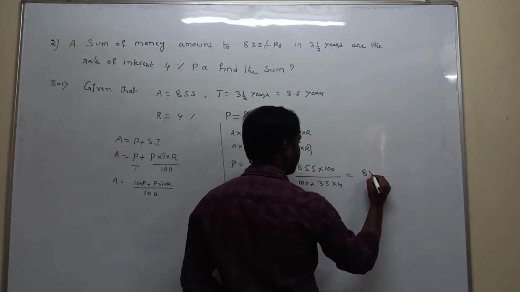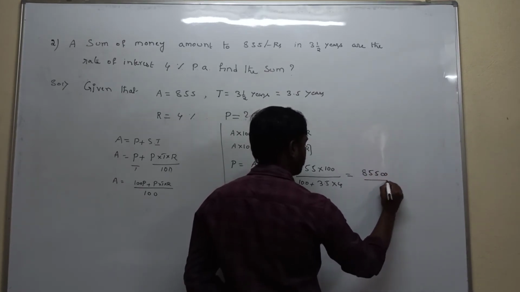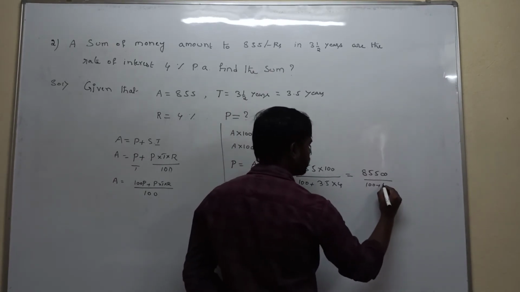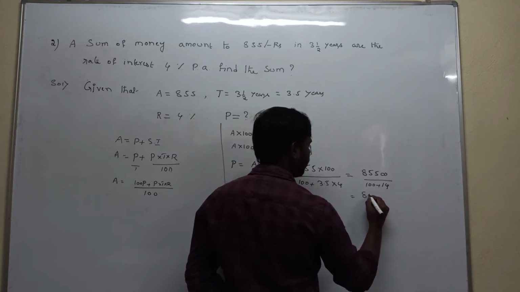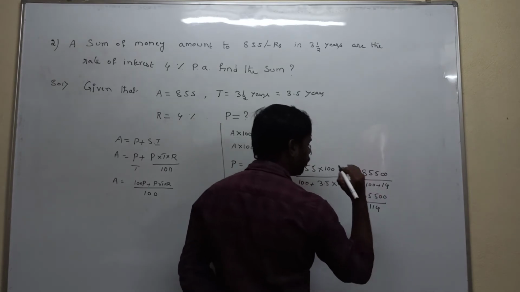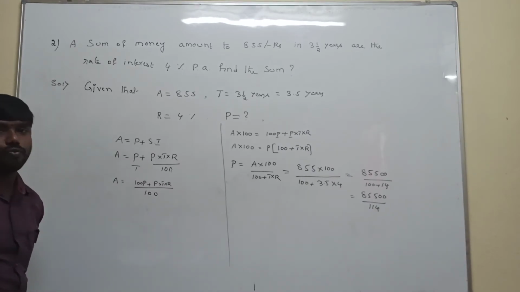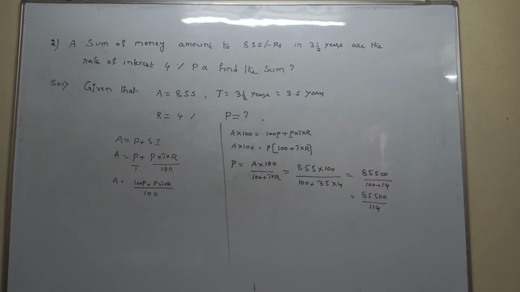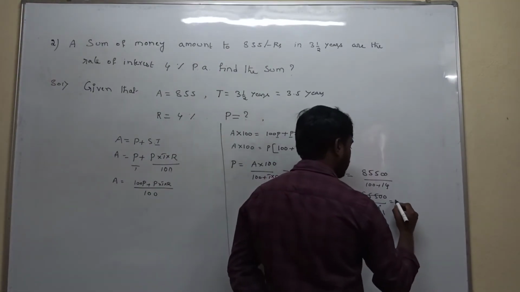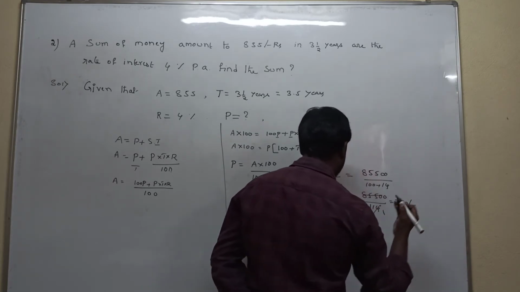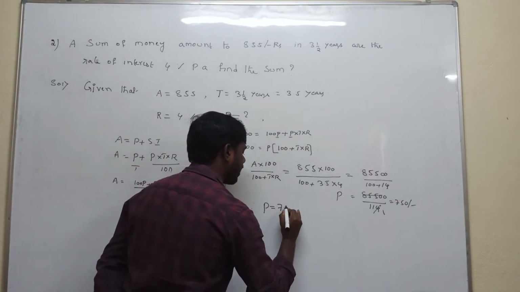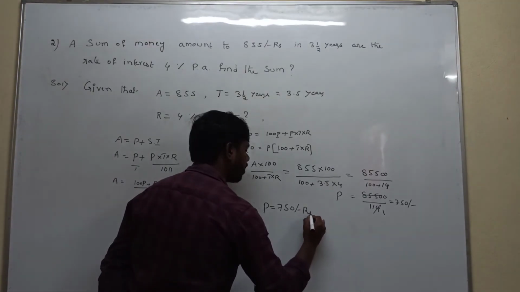855 into 100 is 85,500. Next, 100 plus 3.5 into 4, which is 14. Now 85,500 divided by 100 plus 14, which is 114. 85,500 divided by 114. This is the principal required value. So the required solution is capital P is equal to 750 rupees. This is the required principal.